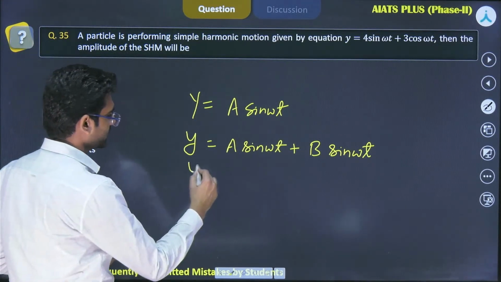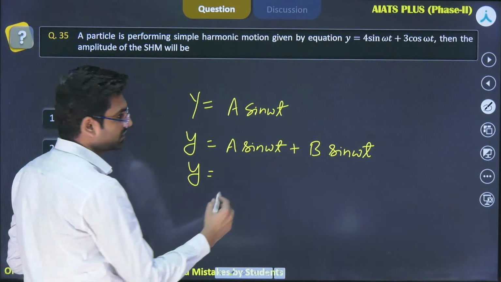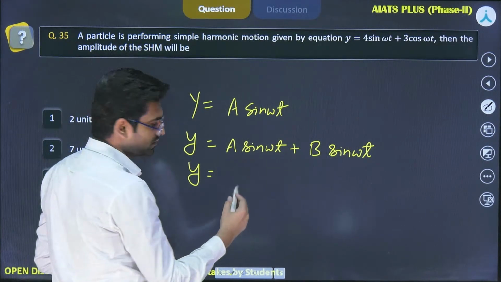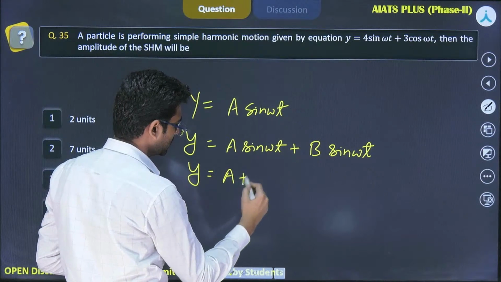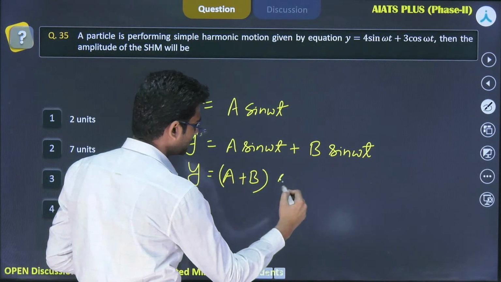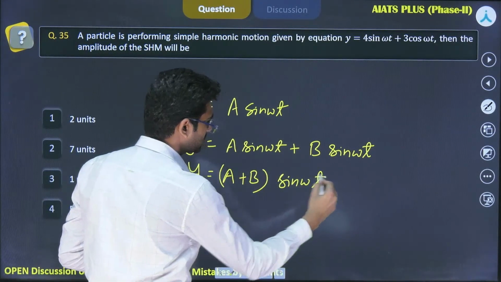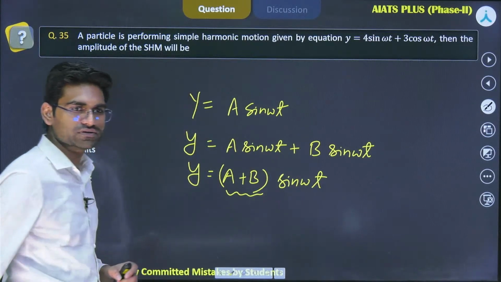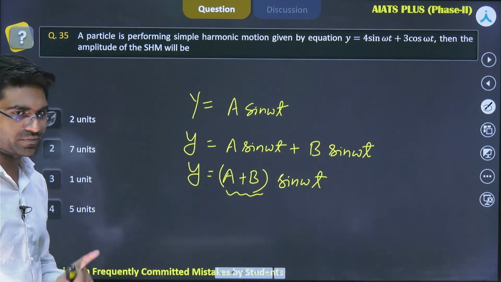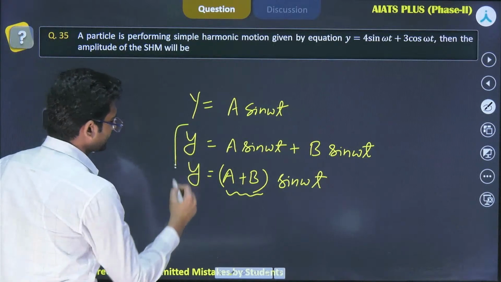The answer will be: sin omega t can be taken out, so this will become (a plus b) sin omega t. This will be the amplitude, a plus b. This is the second type.